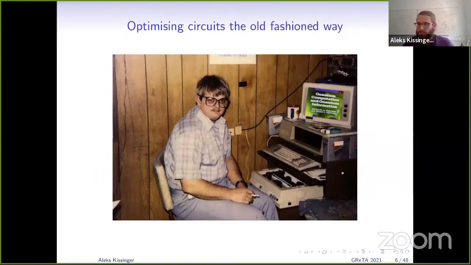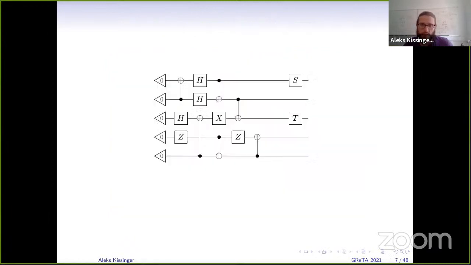So it's really important to be able to optimize these circuits. And the old-fashioned, or you could say the kind of naive way to optimize quantum circuits goes as follows. You have your circuit and you just look at it, and if you're hand optimizing or machine optimizing this thing, you start to look through it and find gate identities that you know.